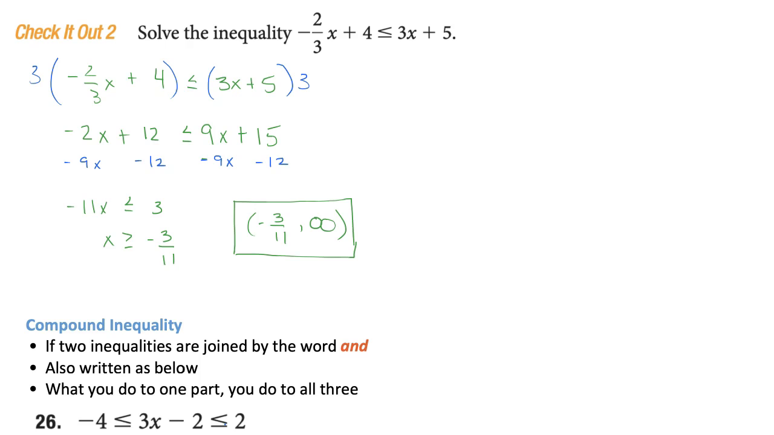Okay, so your answer to this one should be -3/11 to infinity, or in other words, x is greater than or equal to -3/11. And you can pause here and take a look at what I did.